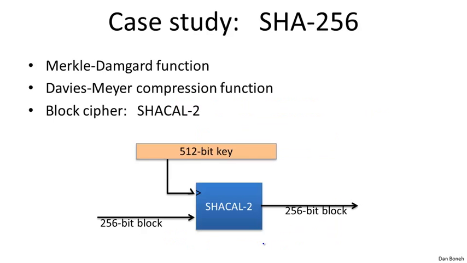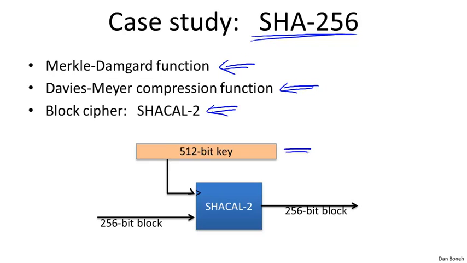So now we have all the ingredients to describe the SHA-256 hash function. It's a Merkle-Damgard construction exactly as the one that we saw before. It uses a Davies-Meyer compression function. And so the only question is, what's the underlying block cipher for Davies-Meyer? That block cipher is called SHACAL-2. And I'll just tell you its parameters.